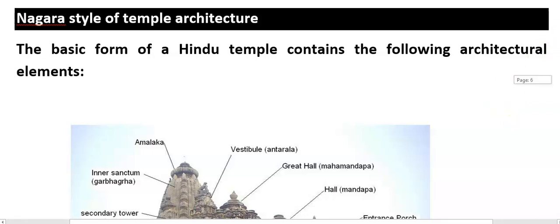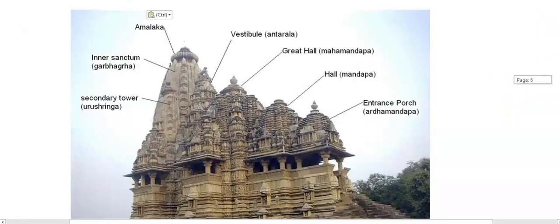So here, for example, we have taken a typical Nagara style temple, and in this we can see the Mandapa, which is divided into three sections: Ardha Mandapa, the hall that is Mandapa, and the Maha Mandapa, that is the greater hall. So Ardha Mandapa is the basic entrance hall, and then there is the great hall which is connected to the Garbhagriha through a vestibule, that is Antarala. So Garbhagriha, where the main deity of the temple resides, is connected for the devotees through the Antarala.